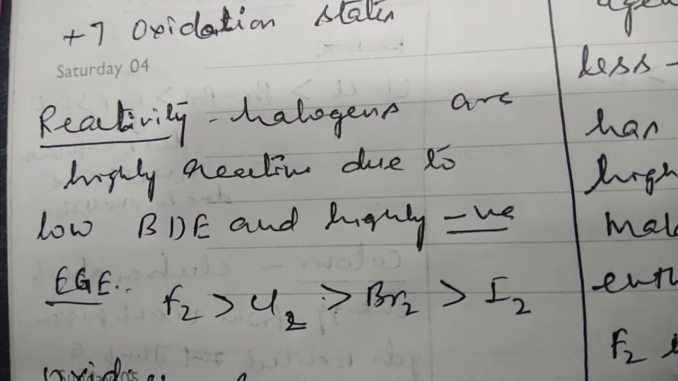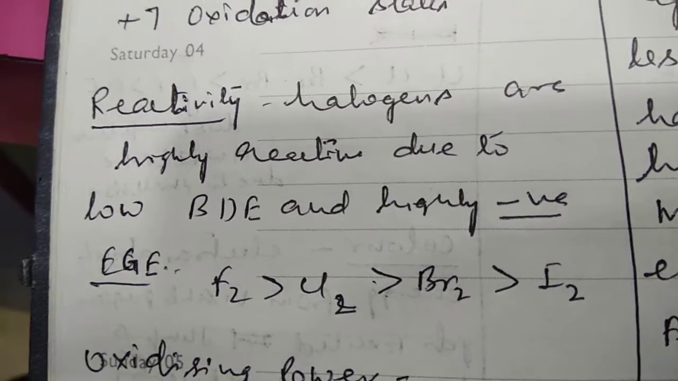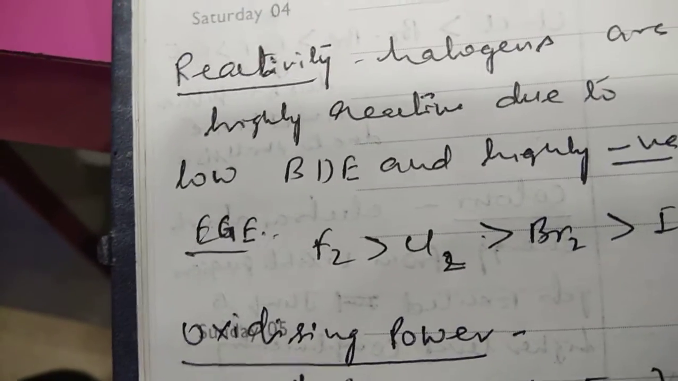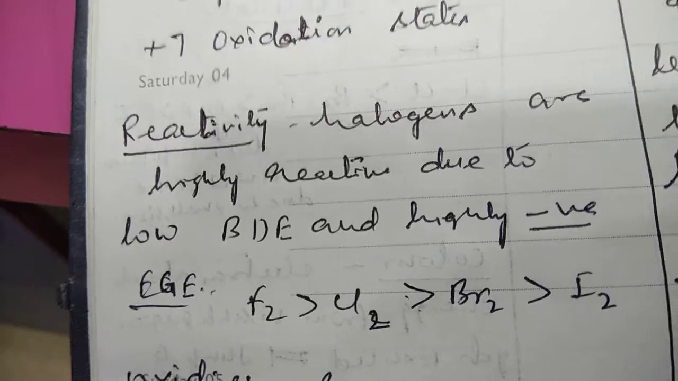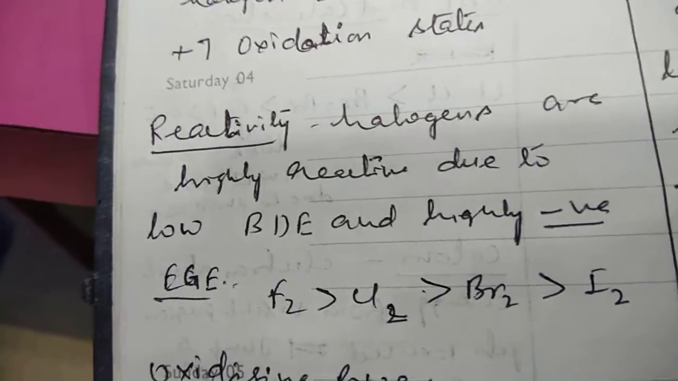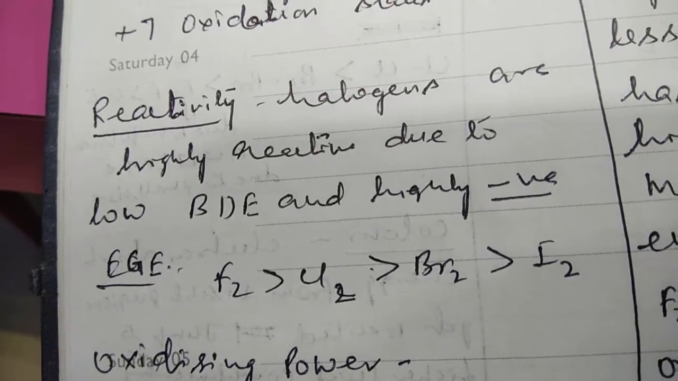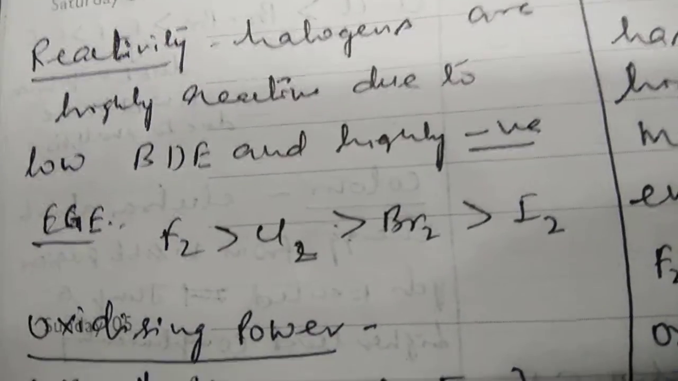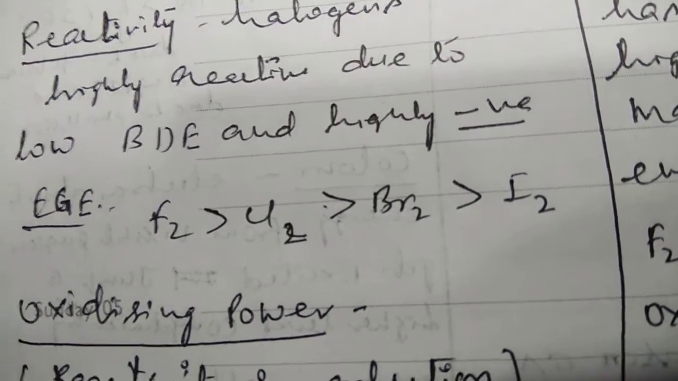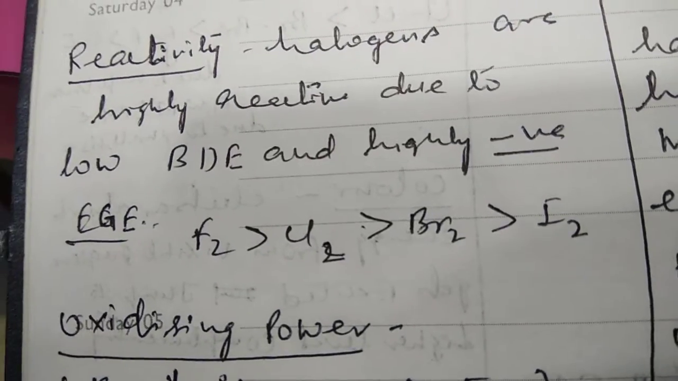Class, electron gain enthalpy is also quite negative, so they can easily make negative ion, and the bond can easily be dissociated. That is why they are highly reactive. The order of reactivity followed among halogens is F2 is most reactive, followed by Cl2, Br2 and I2.